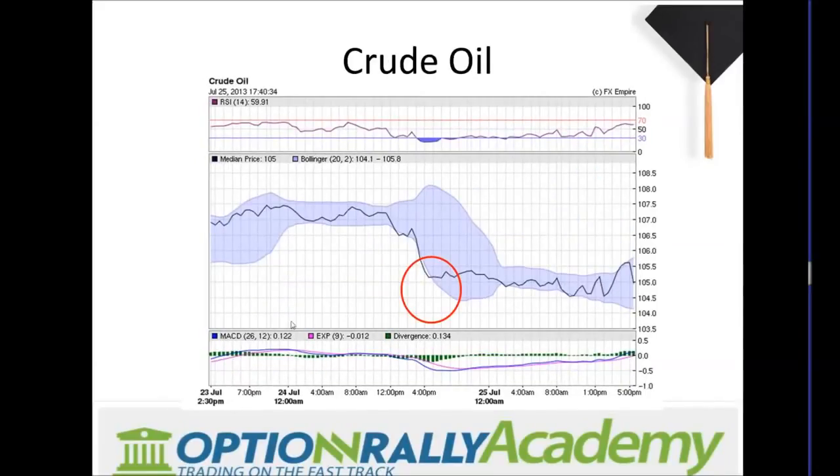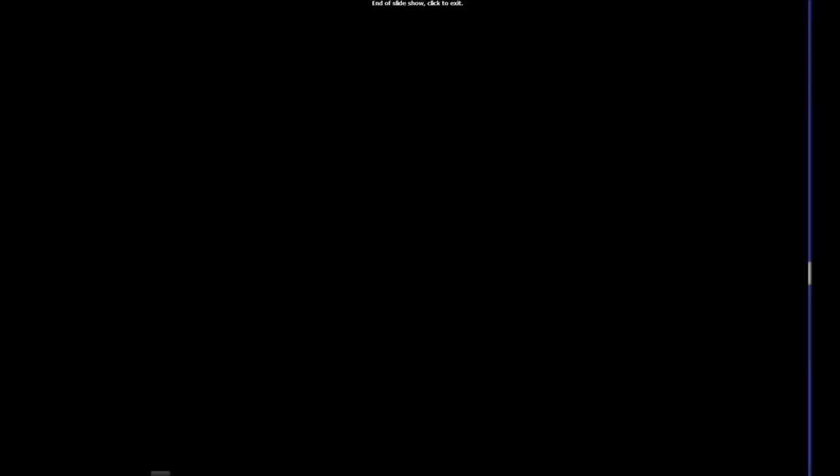Now, this is another example. This is crude oil on July the 25th. Okay. We made profit, but this was not pretty, and it didn't have a convergence. The price just broke right through. And even though you have this divergence, it was not a clear-cut signal to trade.